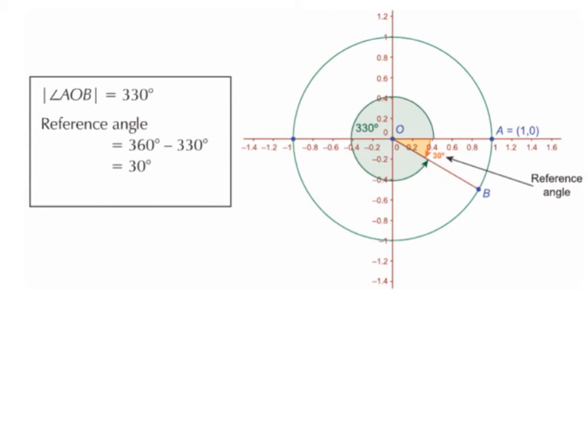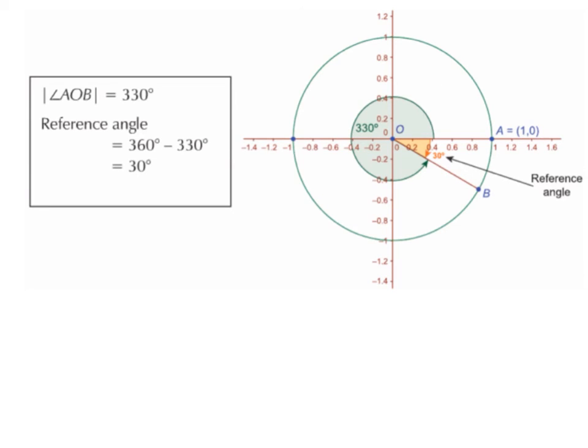Okay, so here we have the angle AOB is equal to 330 degrees. So we start at A, point A, which is on our x-axis. We go to O, which is in the centre, and we go out to B, which is our radius. So it's this angle here. So we're going the whole way around.